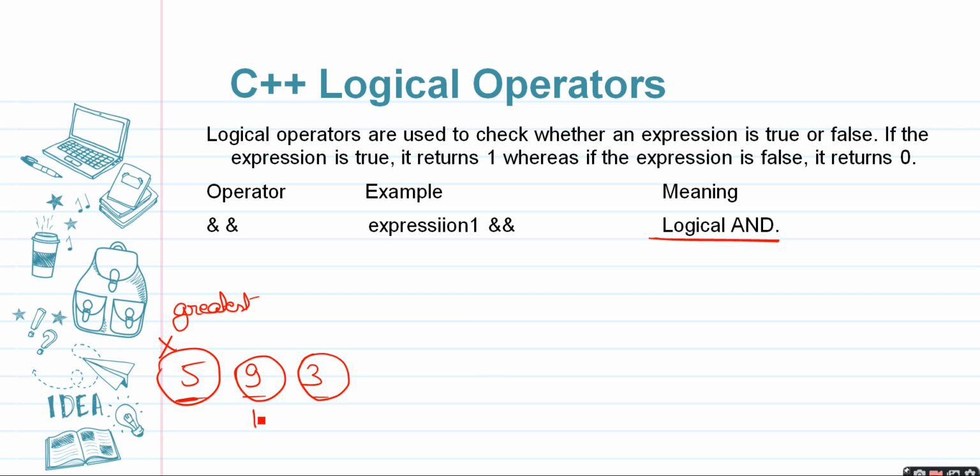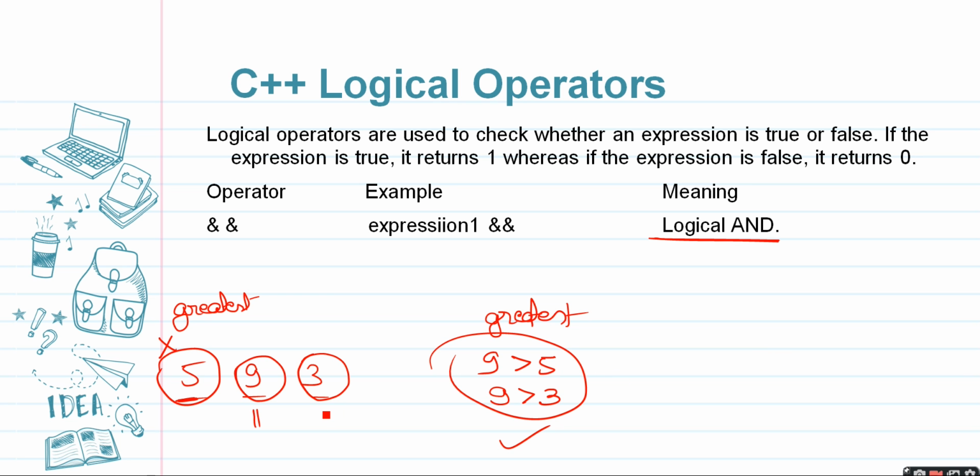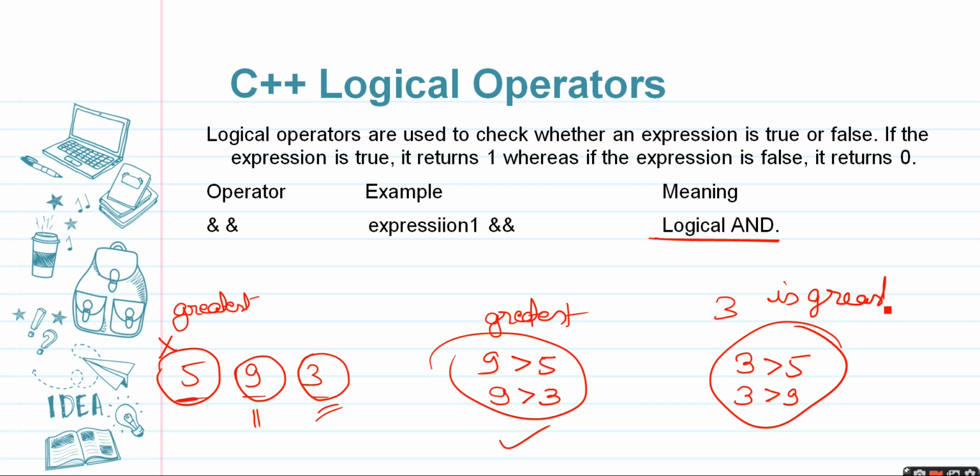Now let's take the example of 9. If 9 is greater than 5 and 9 is greater than 3, then only it is the greatest number, right? So this time it's right. Let's take the example of 3. 3 should be greater than 5 and 3 should be greater than 9. Then only 3 is the greatest number. This is how, as a human, we recognize which number is the greatest, right?